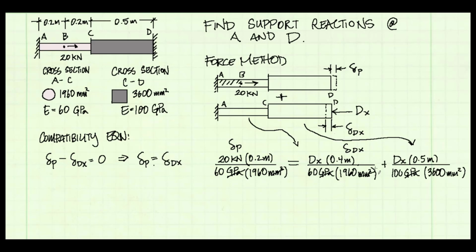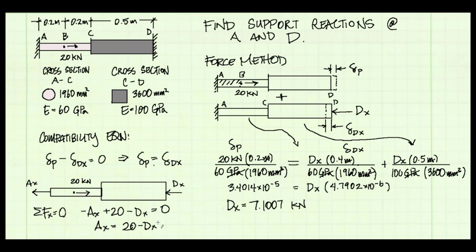Millimeters squared is in every single term in the same spot. It cancels out. Same is true with meters on the top, it cancels out. So we're only left with kilonewtons. So when we solve for dx, it'll be in terms of units of kilonewtons. And now if I simplify it and then solve for dx, I get that dx is 7.1 kilonewtons.